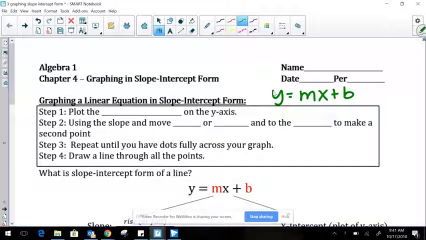But for now, our step one is to plot the y-intercept on the y-axis. Okay, that's our first step. Then we're going to use the slope to move up or down and to the right to make the second point. You are going to keep doing this until your dots have covered your entire graph. So it will depend on the line and the slope how many dots you're going to draw. Then you're going to connect all of them by drawing a line.